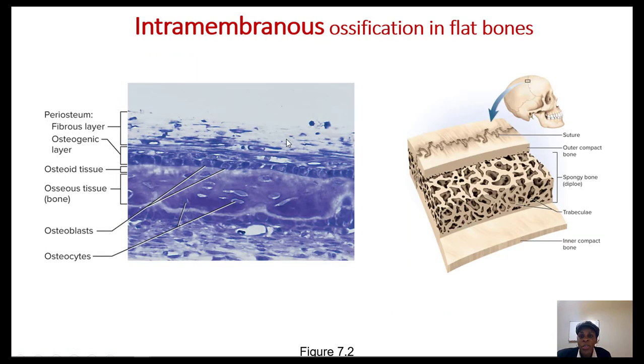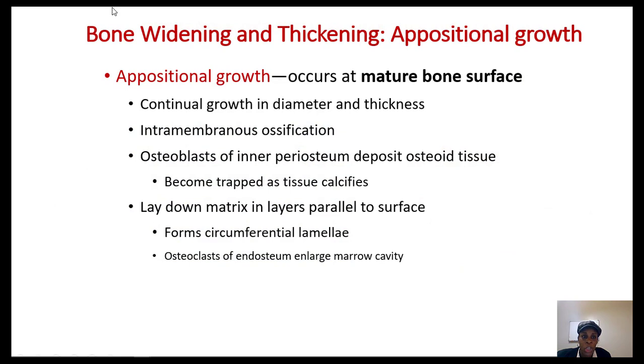So this is the intramembranous ossification. For flat bone, the bone develops from bone cells into bone. It does not go through the hyaline cartilage. We call that intramembranous ossification.